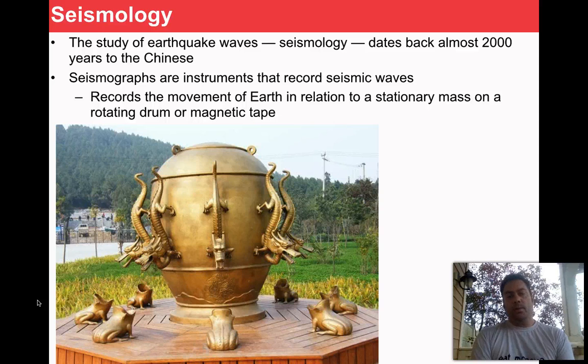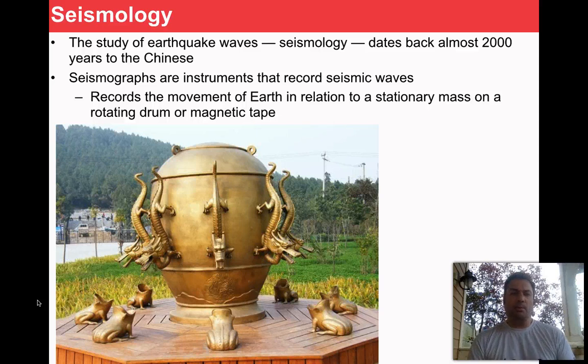So the study of earthquake waves is a discipline called seismology, and it dates back about 2,000 years. The Chinese had been doing it at least 2,000 years ago. It's actually quite possible that there are other civilizations that had developed techniques. Unfortunately, that information hasn't come back to us.